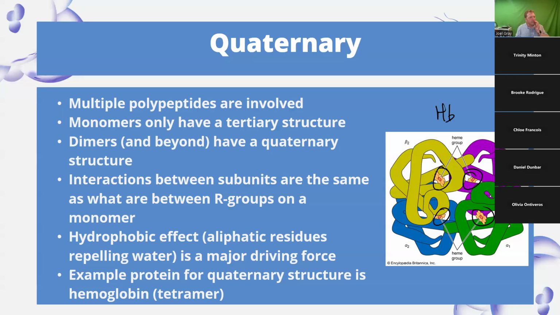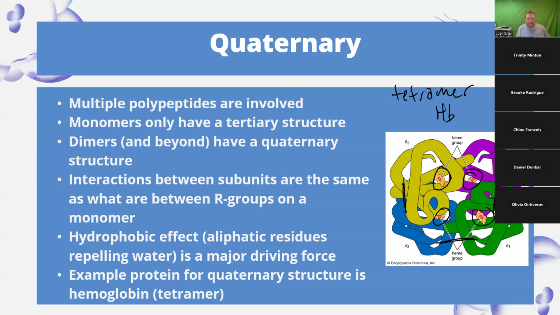This, with four subunits, is known as a tetramer. Structurally, the interactions between these subunits are the same as what we see between R groups on a single monomer. So what that means is that there are ionic interactions that stabilize this purple one and this green one. There are hydrogen interactions between the olive and blue one, and then the green and the blue one. There are also hydrogen bonds and ionic interactions, all of the above. There are also going to be hydrophobic interactions.